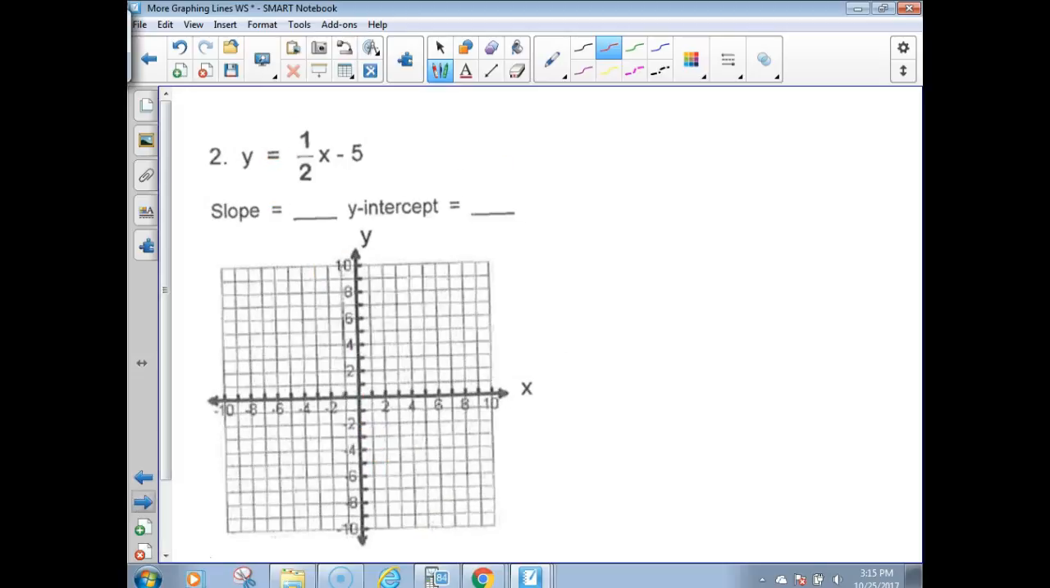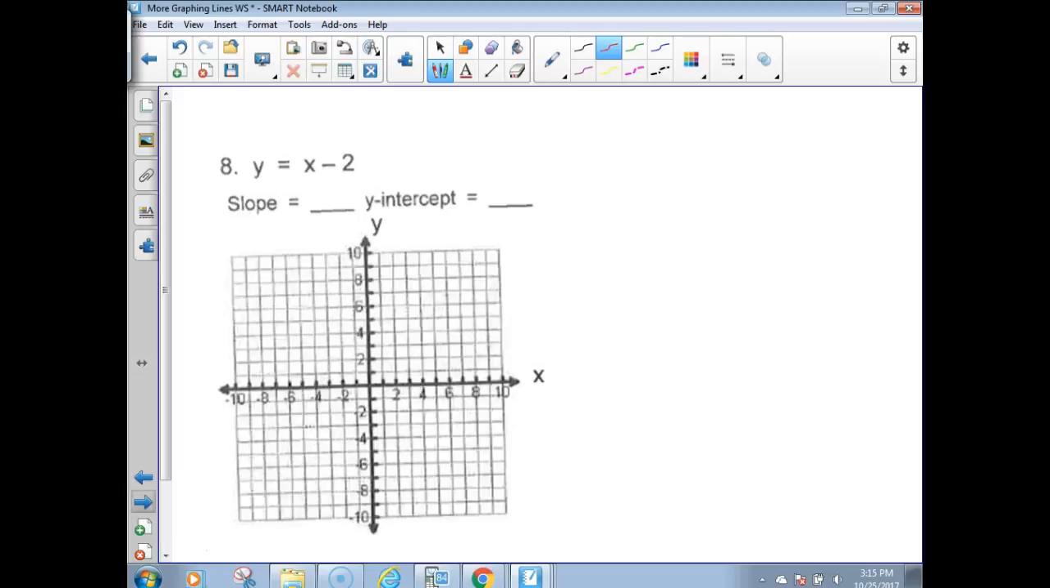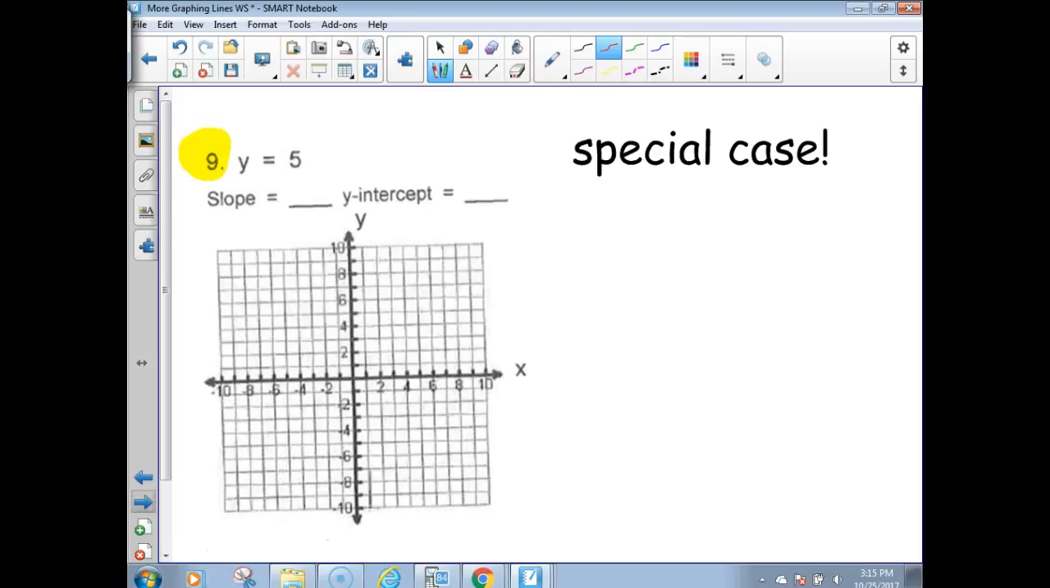All right, then let's jump to special case number 9. It says y is 5. Well, where'd the mx plus b go? One of those things is there, but this is missing, isn't it? So if that's missing, then m must have been 0. What's the y-intercept? Well, that's that number, the 5.